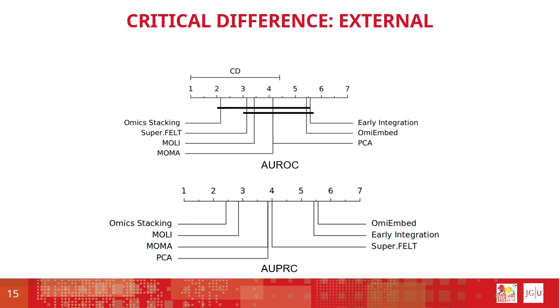But in this case, omics stacking is significantly better than early integration for the ROC. For area under precision recall curve, the Friedman test already couldn't reject the hypothesis that all means are the same. Hence, we didn't compute the critical difference. But one noticeable trend is that omics stacking achieved the lowest rankings for ROC and area under precision recall curve. Again, early integration belongs to the highest ranked methods.